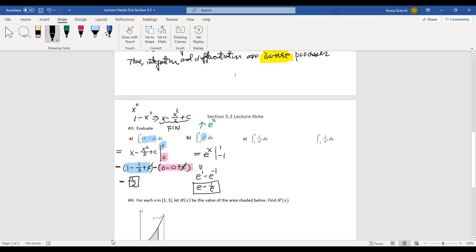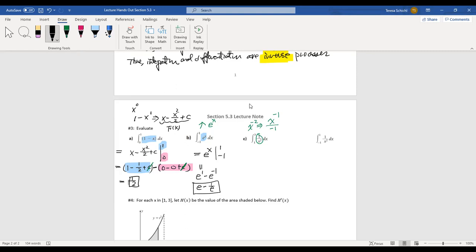This is 1 over x squared. So for 1 over x squared, we want to find the antiderivative. So this is x to the what? -2, right? Now I want to find the antiderivative, so -2 plus 1 will be what? -1. When we do this type of problem, the main thing is you need to be careful about the plus and minus signs, right? So this is my antiderivative.